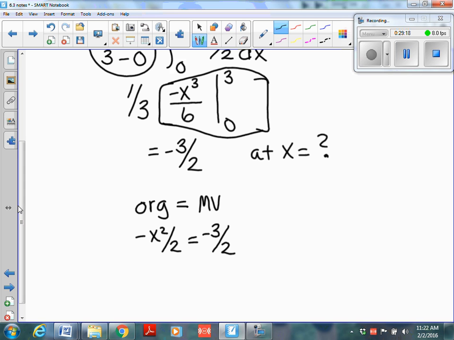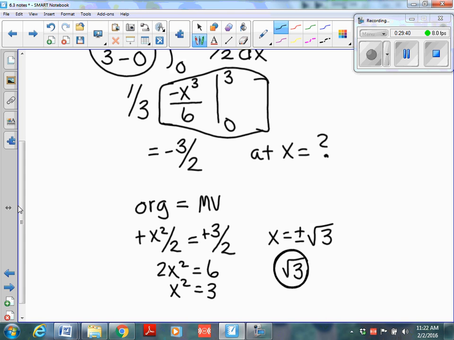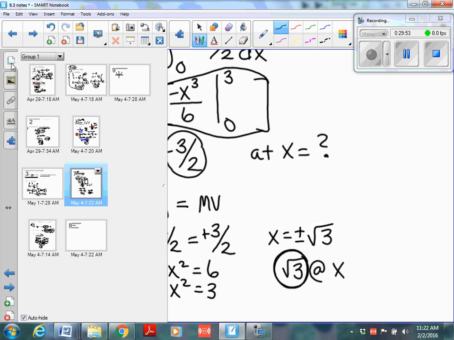We have a proportion equal to proportion. Make these both positive. 2x squared equals 6. X squared equals 3. Square root. You're going to get x is equal to plus or minus the square root of 3. It just so happens that it's the square root of 3 again. And since we're only integrating from 0 to 3, it's the square root of 3. Again, at x equals the square root of 3 is when the mean value is going to equal a negative 3/2.